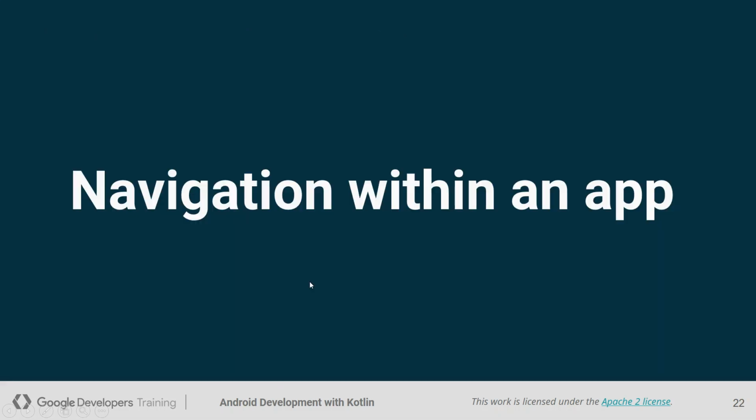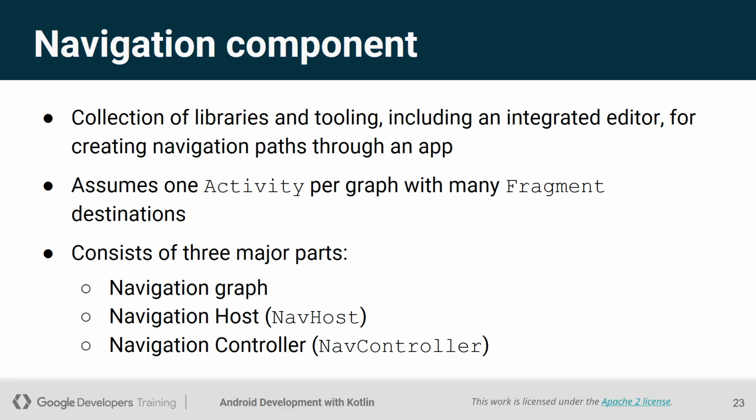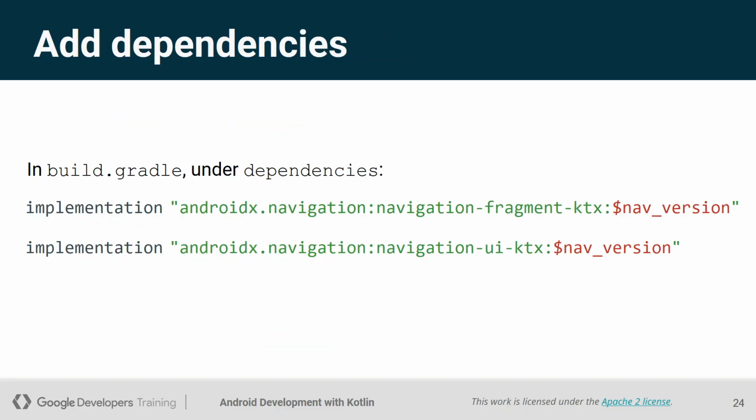So the navigation within an app can be done. How can this be done? Because you want to move from login to sign up, then to home page. A collection of libraries and tooling, including integrated editors for creating this, can be used. Assuming one activity per graph is available, how do you shift? It consists of three major parts: the navigation graph, the navigation host, and the controller. The controller controls the movements. The host is the mother or the container that contains everything, and the graph defines how you can move from one area to another.